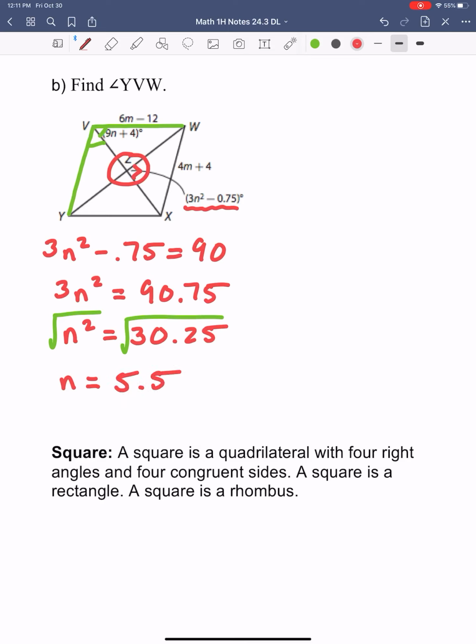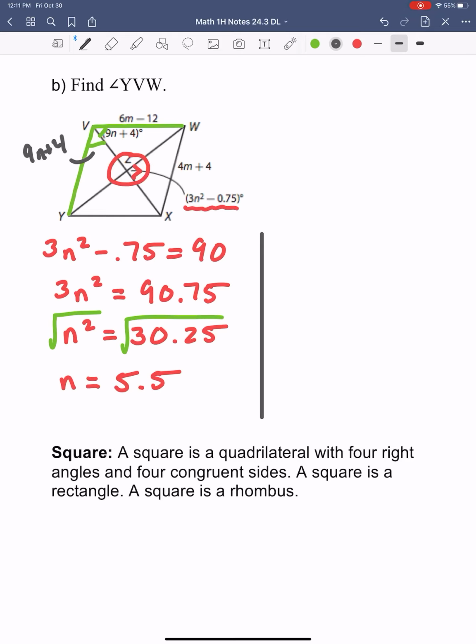So I had to find n first, and now I can go back and find the measure of those other angles because I know what n is. All right, so we'll go ahead and work on that. Okay, so I know that this angle that I'm looking for, YVW, is going to be 9n plus 4, and this one also has to be 9n plus 4, because each one of those halves of that angle are the same for the rhombus.